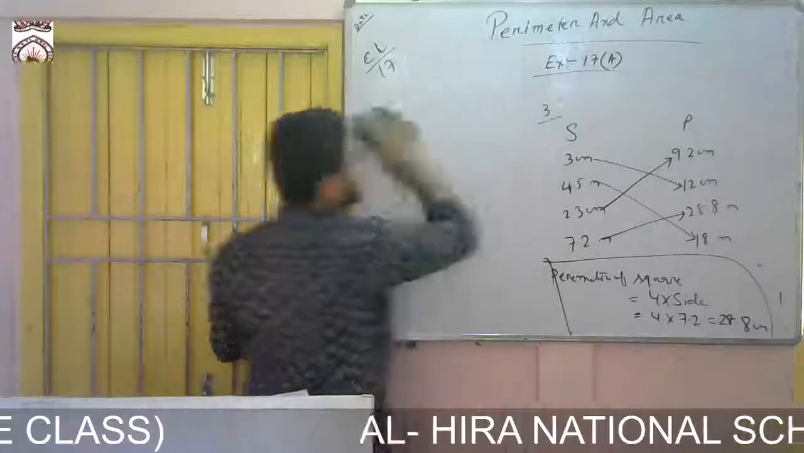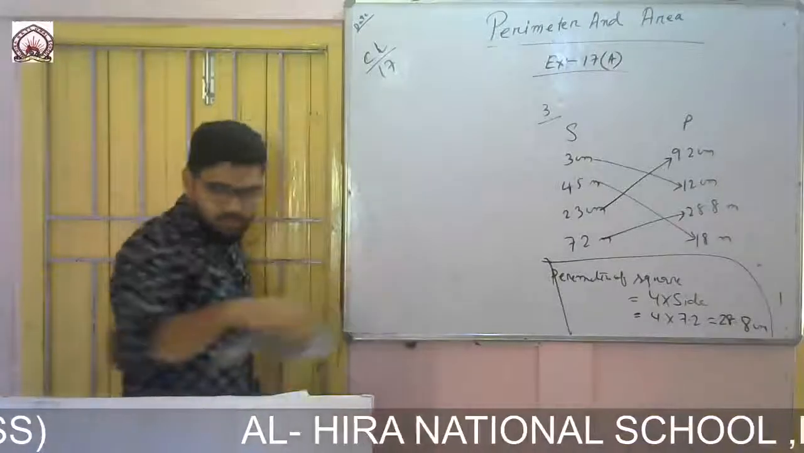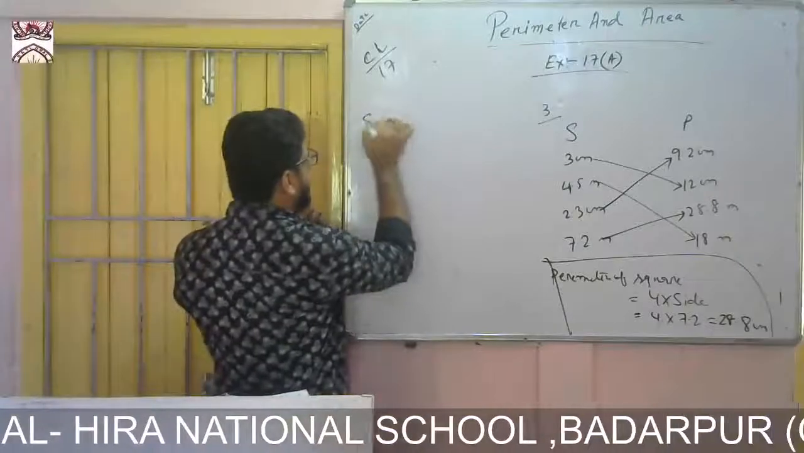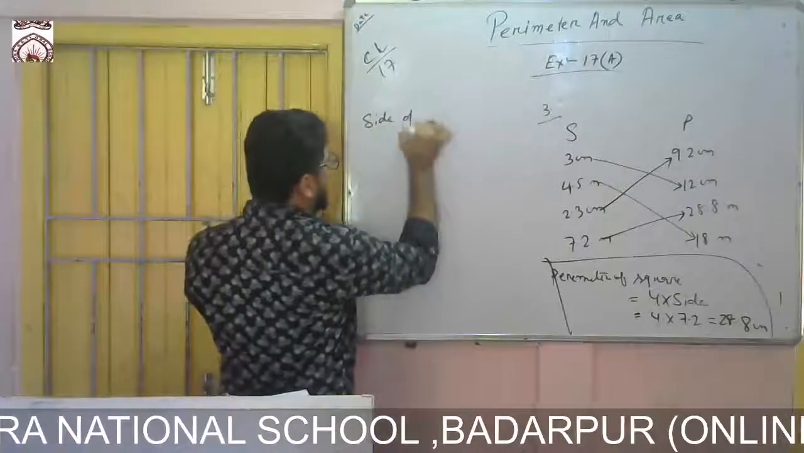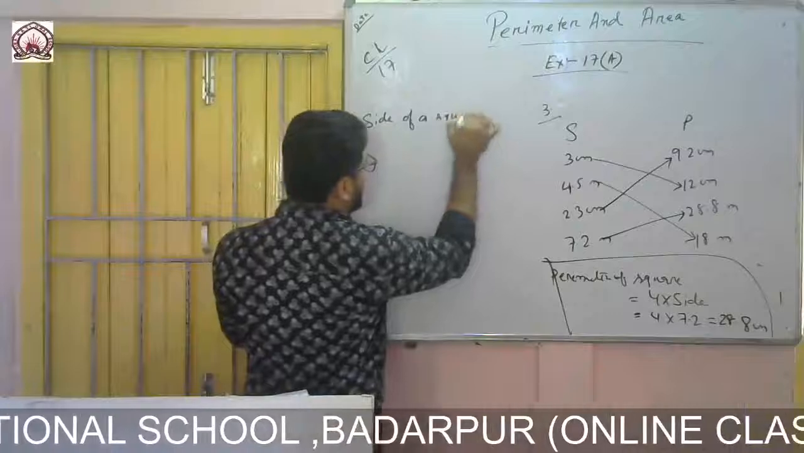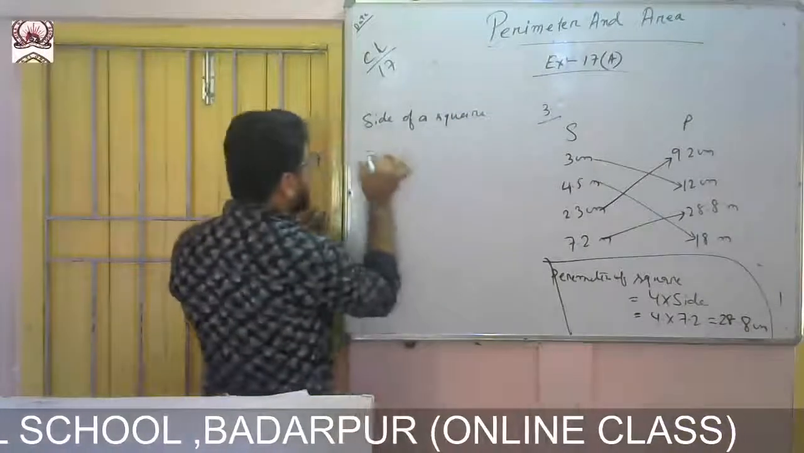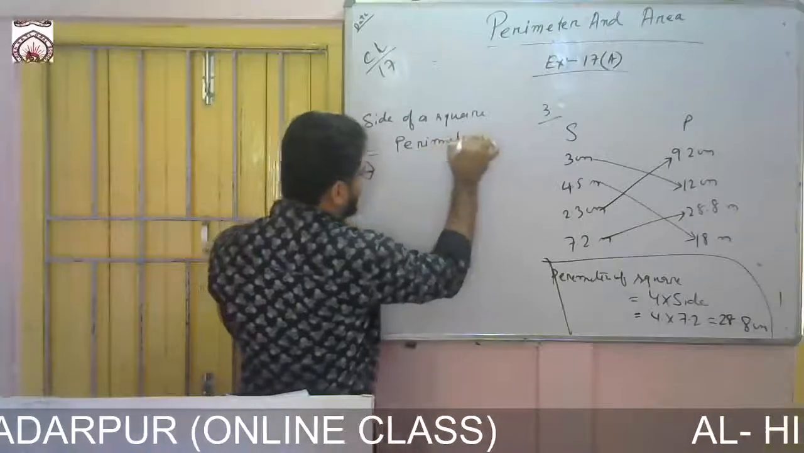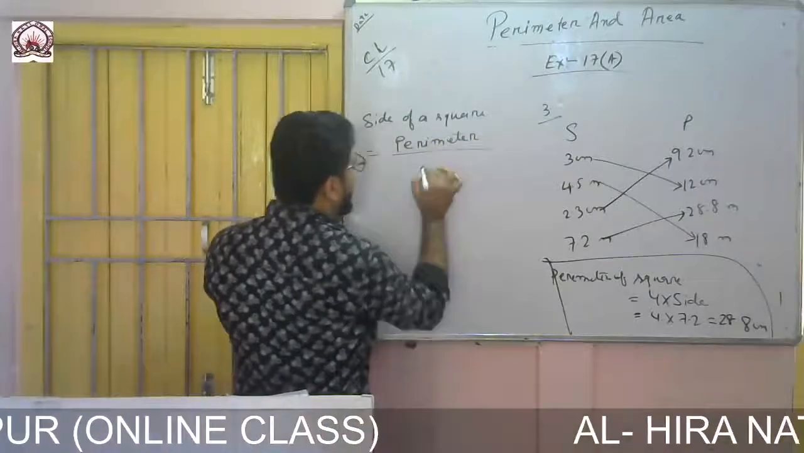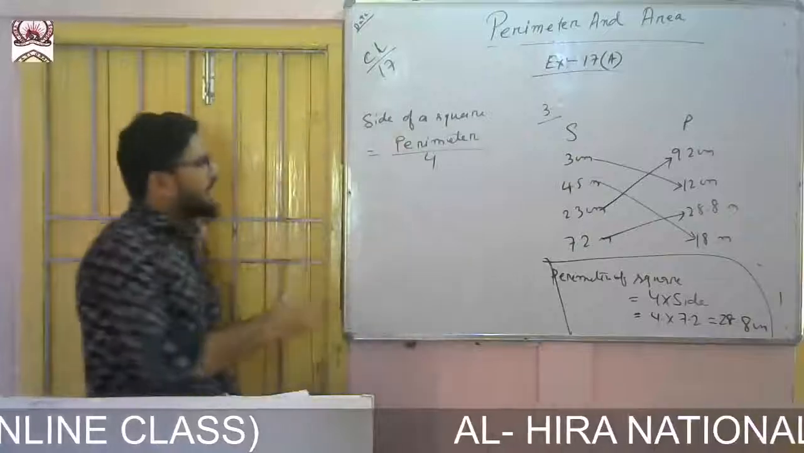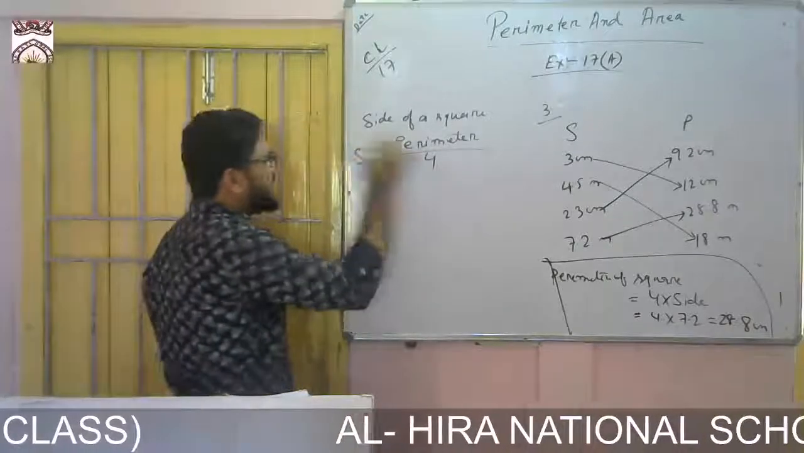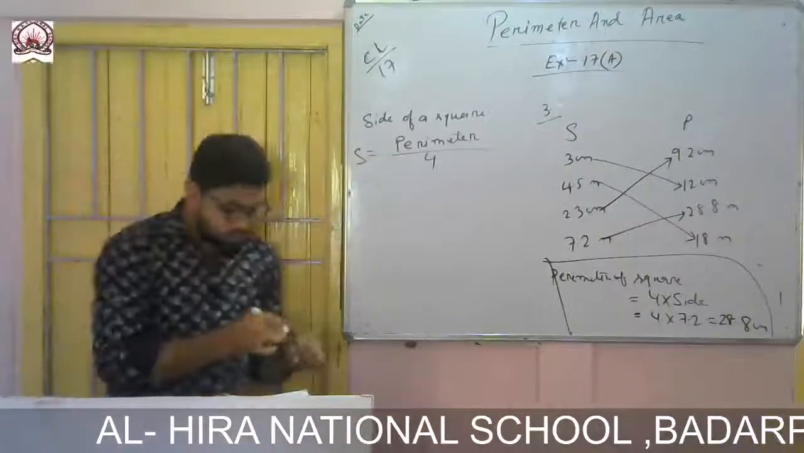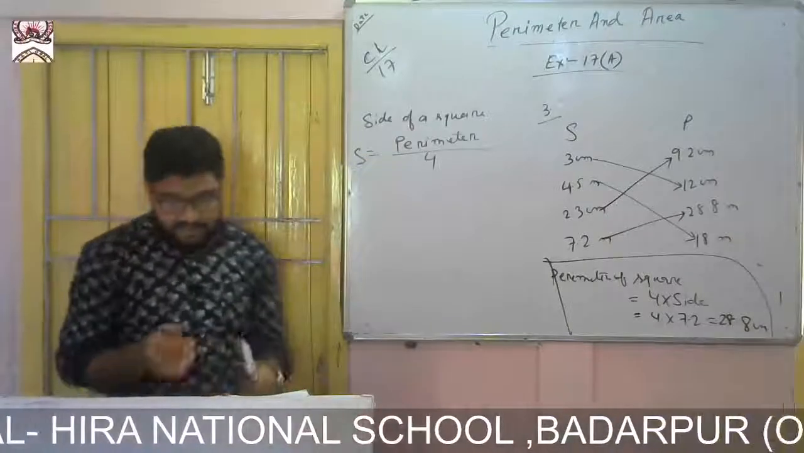So write this formula. Formula for side of a square. Side of a square equals perimeter by 4. That means S, which means side, equals perimeter by 4. So we'll be using this formula here.